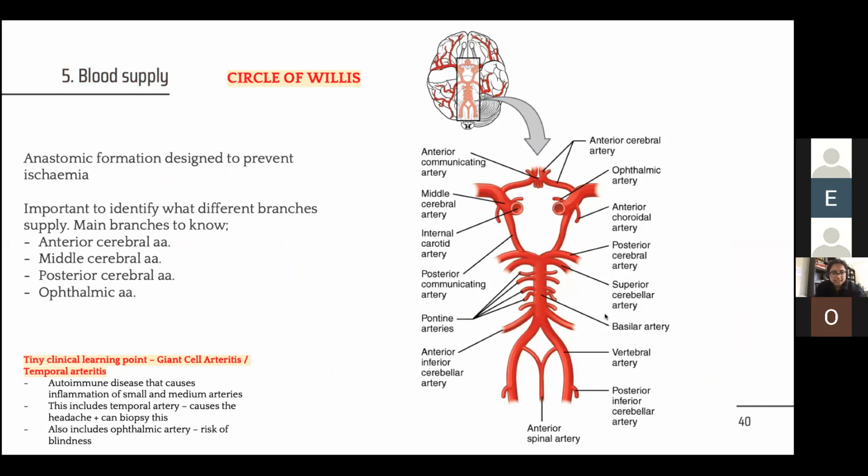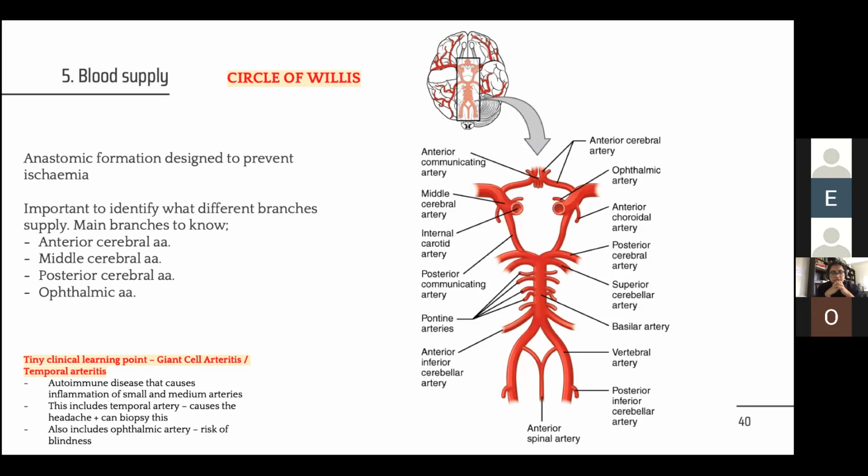In terms of studying the circle of Willis, it will be important to know where specific branches come out of, and in particular, all of the cerebral arteries, and also the ophthalmic artery, because it comes off the middle cerebral artery. The only clinical point, other than strokes, which we'll talk about later, is giant cell arteritis or temporal arteritis, which is the same thing.